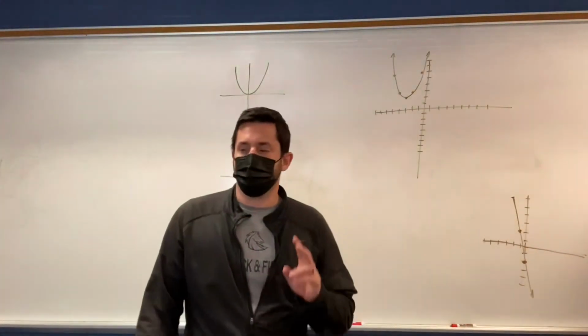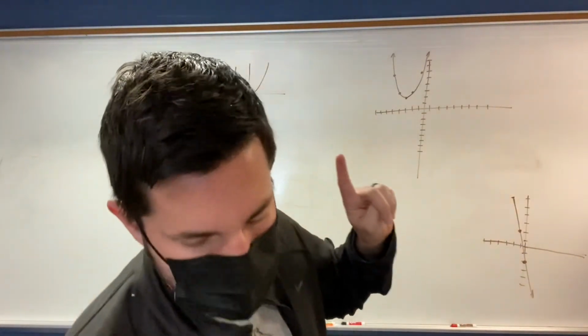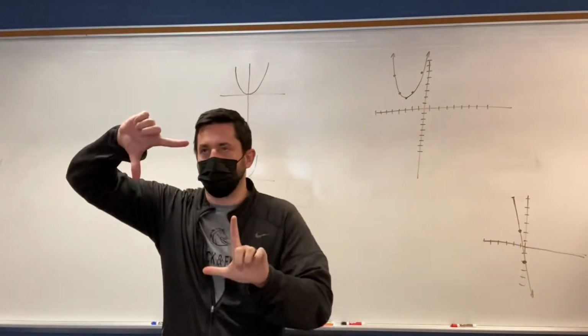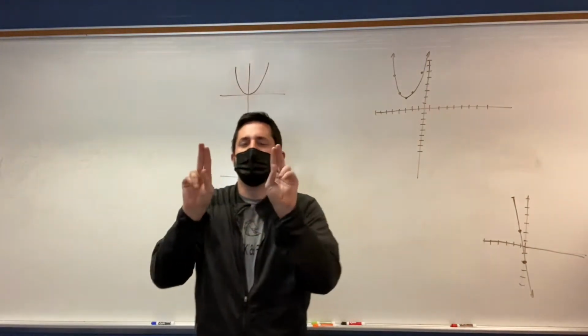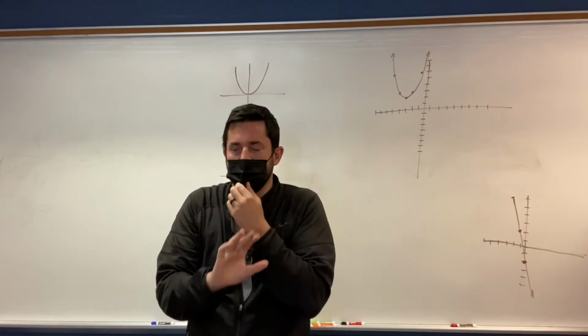Inverses. You need to know inverses in 3 different ways. First one is a table. That's the easiest one. You have a literal box of numbers, x's and y's. You switch x and y, that's an inverse, done.